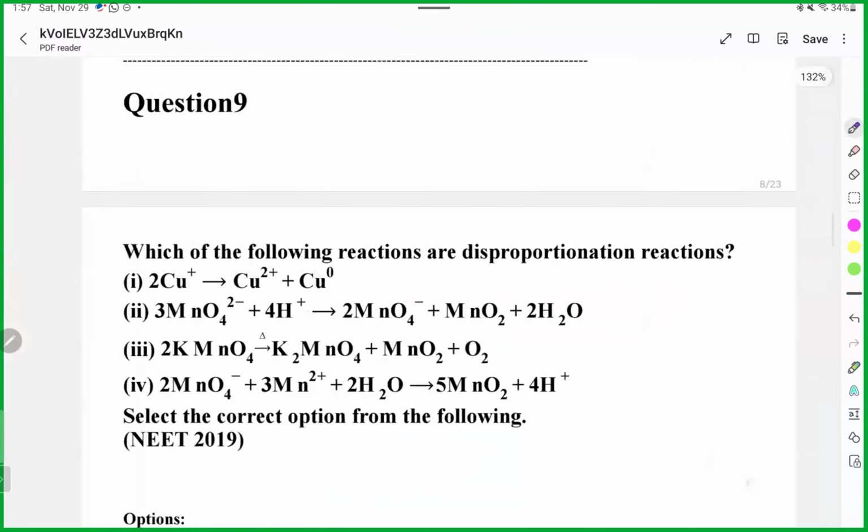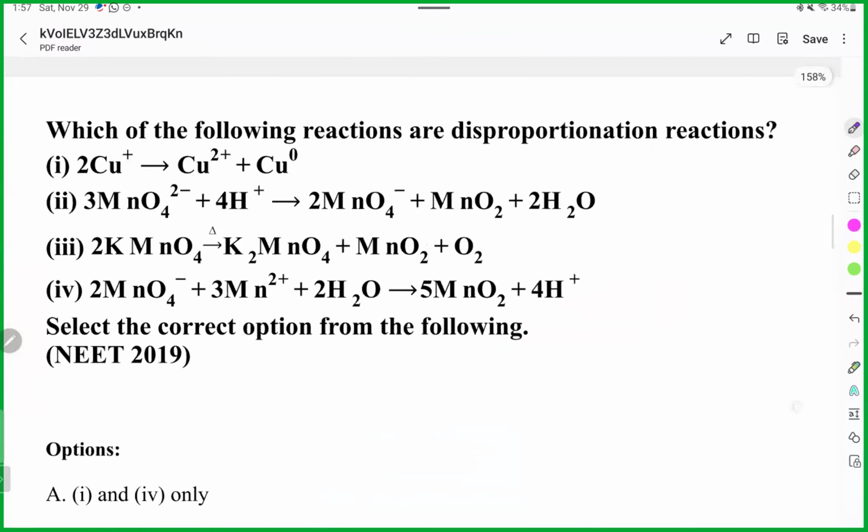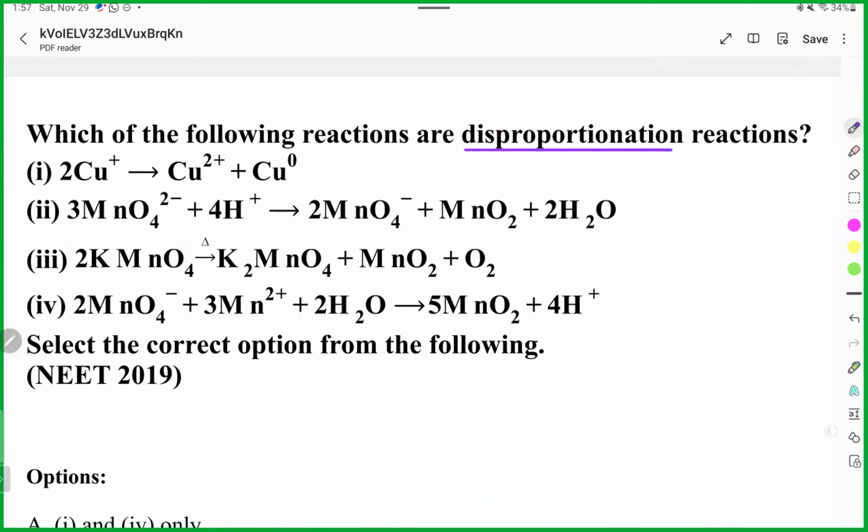Which of the following reactions is a disproportionation reaction? Disproportionation means the oxidation of one element and the reduction of the same element. First, here +1 undergoes to +2. Is this oxidation or reduction? Oxidation, because the oxidation state is increasing. This one is reduction. So this is disproportionation. Here it is +6, and +7 and +4. How did +7 come? 4 times 2 is 8, so -1.